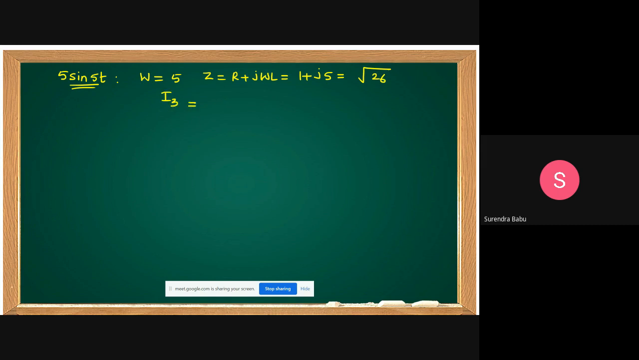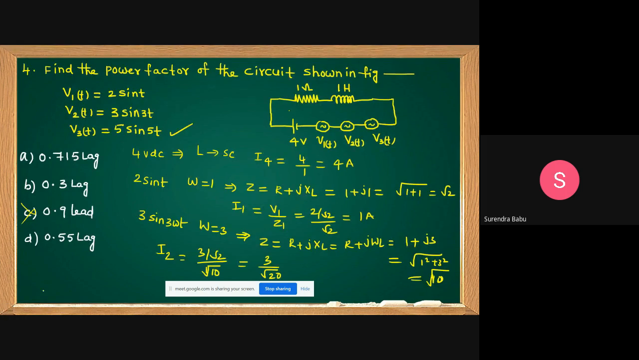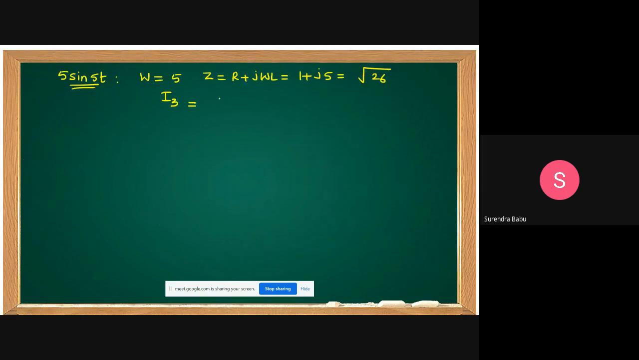I3 equal to V3 by Z. V3 is 5 root 2. 5 by root 2 you can apply. 5 by root 2 by root 26. This is equal to 5 by root 52. Then what is the total current?